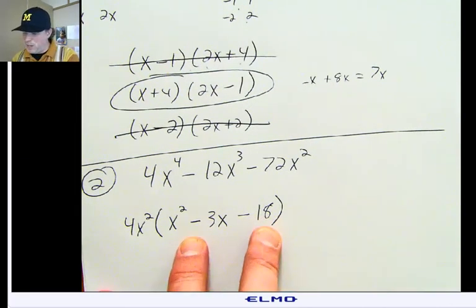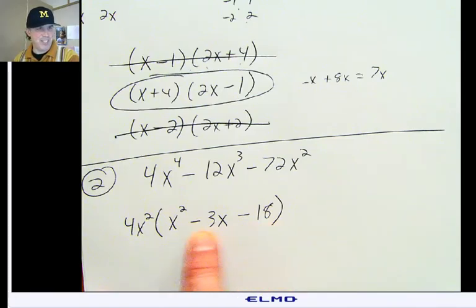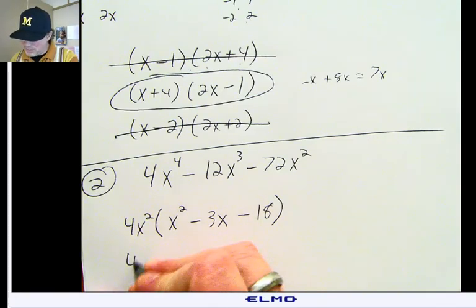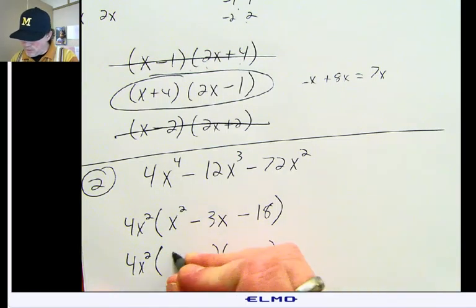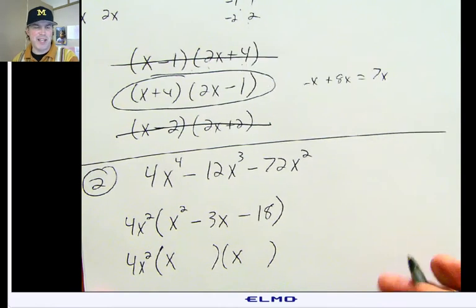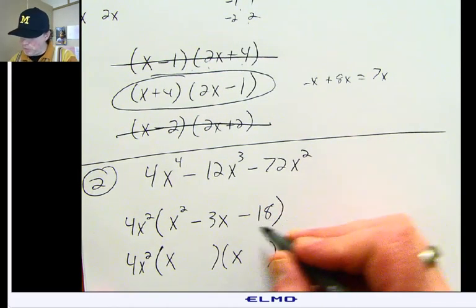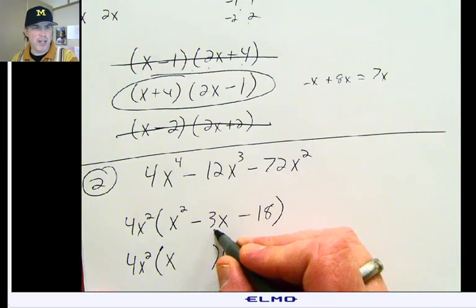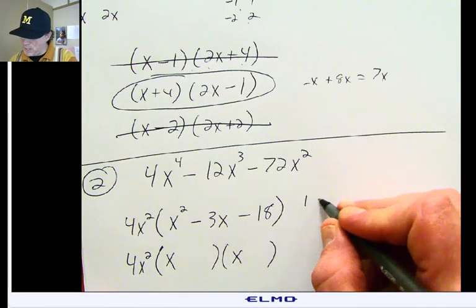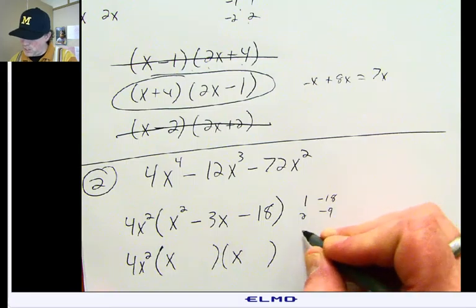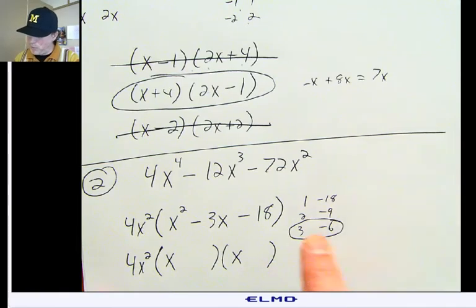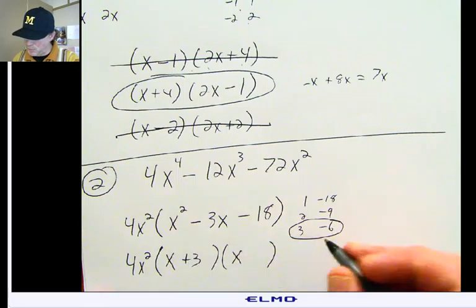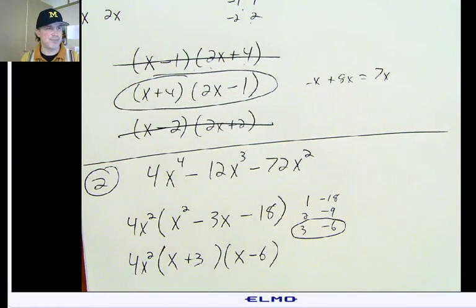Then, what's on the inside? You have to look at this and say, hey, is this factorable? And this is one of the easier ones where this a value is 1. So you know the first term is going to be x and x. You're just looking for two numbers that multiply to negative 18, yet add up to negative 3. Let's see. 1 and negative 18, 2 and negative 9, 3 and negative 6. This is the one. It multiplies to negative 18, yet adds up to negative 3. So x plus 3, x minus 6.